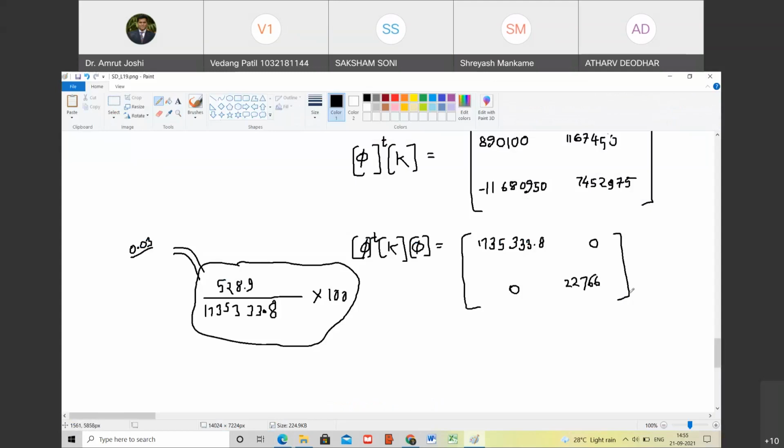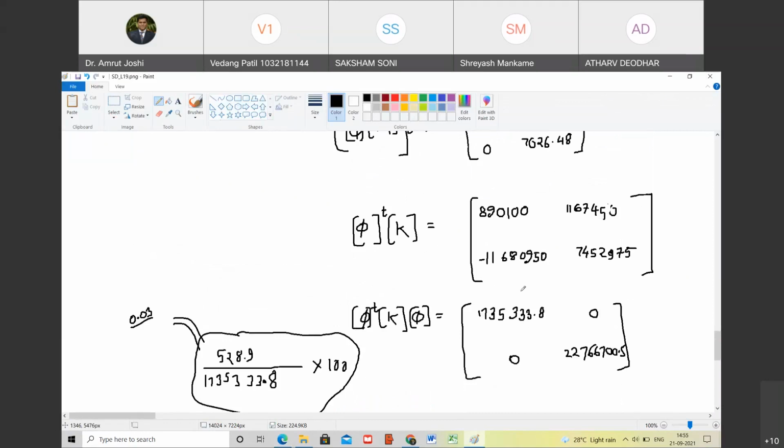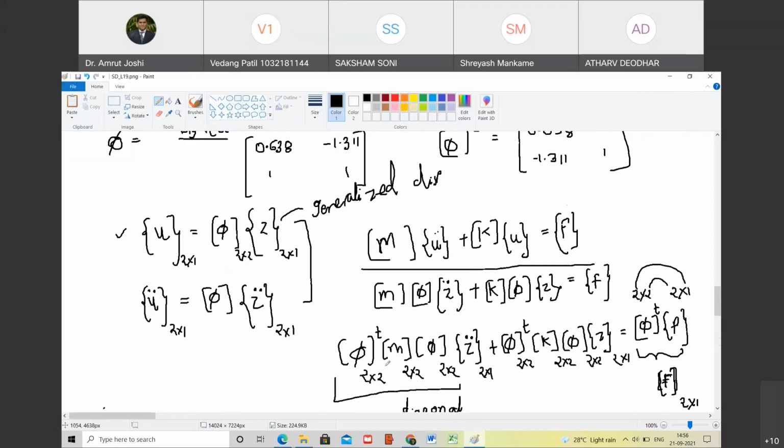22766, 700, 0.45. So this is the phi transpose K phi matrix. So what have I achieved by doing this? What I have achieved is that earlier the mass matrix and stiffness matrix in the original coordinate system were not diagonal, but now it has become diagonal. Do you agree with me?